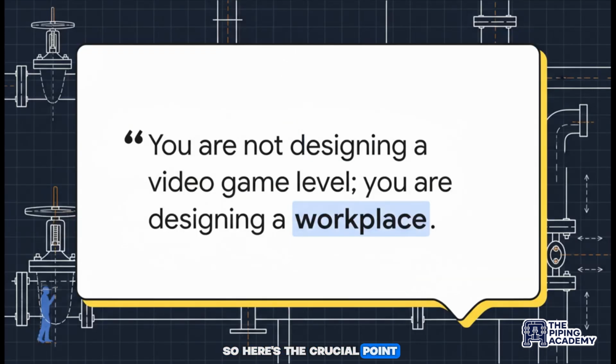So here's the crucial point, the thing you have to take away from this. You must stop seeing symbols and start seeing physical objects. When you place a valve in your 3D model, you have to ask yourself, where does the operator stand? Can they reach the hand wheel? Is there room to pull the bolts out of that flange? You're not designing a video game level. You are designing a workplace for other professionals.